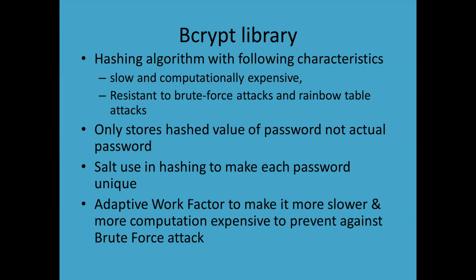So what is the bcrypt library? Bcrypt has a hashing algorithm which is designed in a way that slows down the process of hashing and makes it more computationally expensive. Why do they need to do this? So that they can resist hacker attacks like brute force and rainbow table attacks. That's the reason they have intentionally designed these algorithms to be slow and computationally expensive. They have given one parameter, known as an adaptive work factor, the last point on this screen, and we're going to see that in action when we get into the demo part.